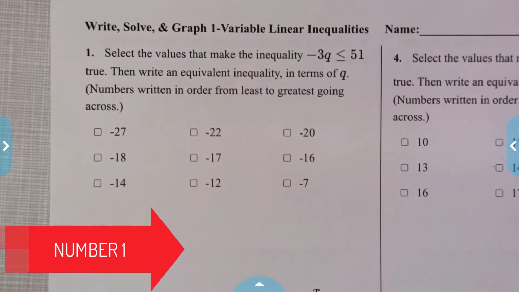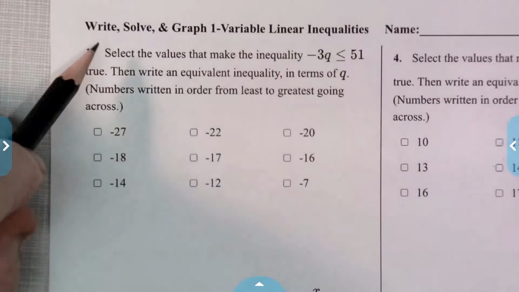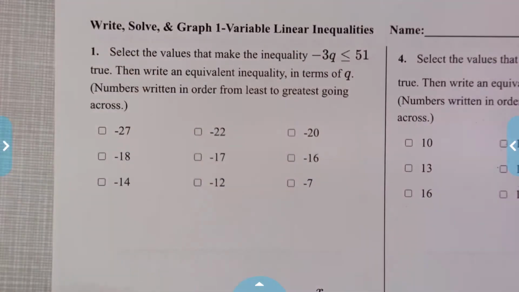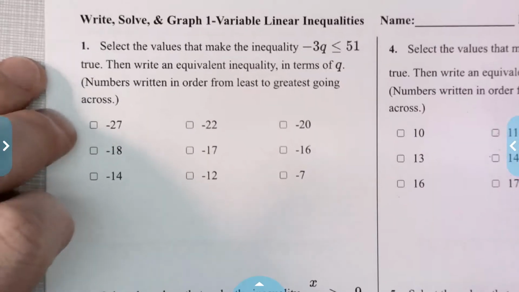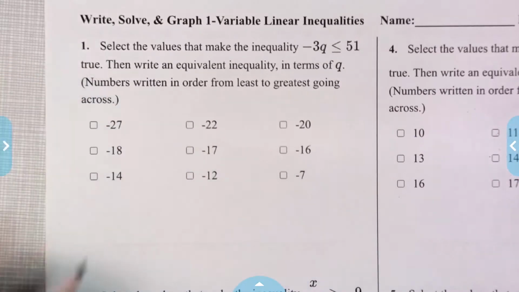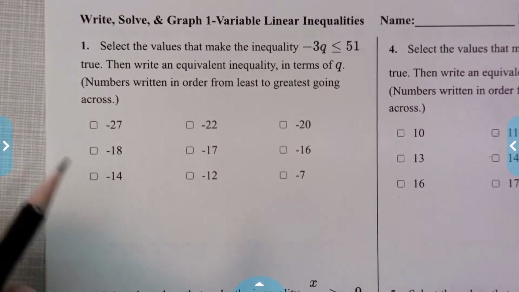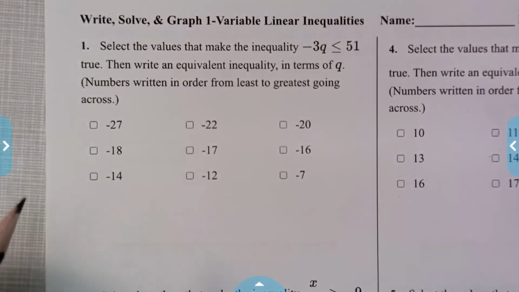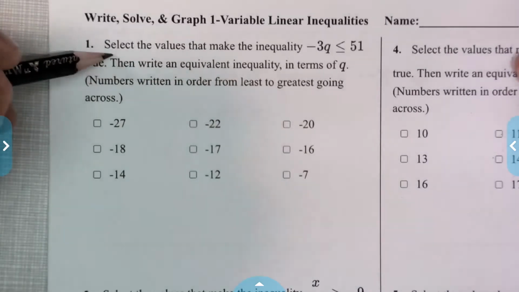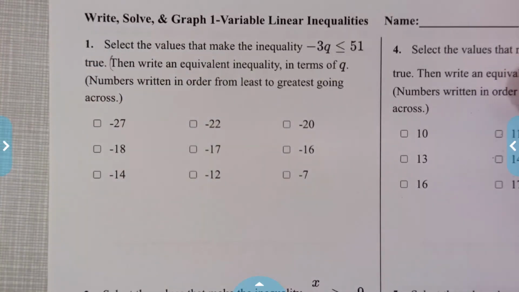All right, ladies and gentlemen, here we are with a Delta Math assignment called Write, Solve, and Graph One Variable Linear Inequalities. In number one, we are asked to select the value or values that make the inequality -3q less than or equal to 51 true. Then write an equivalent inequality in terms of q.